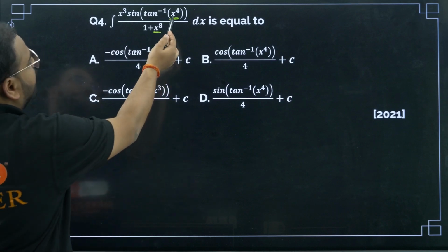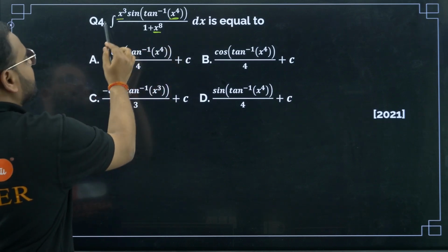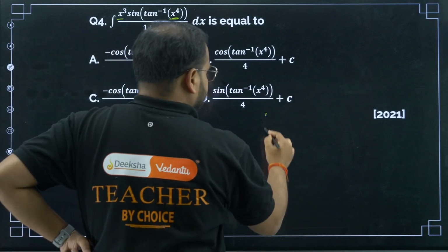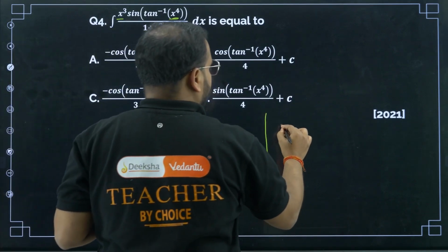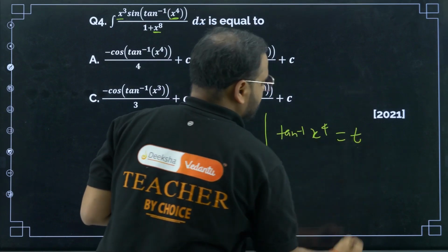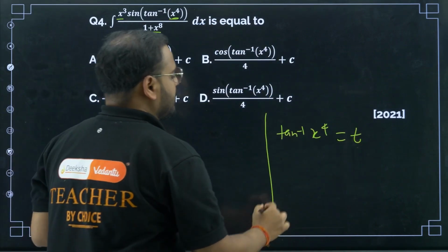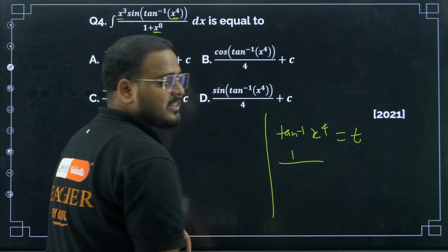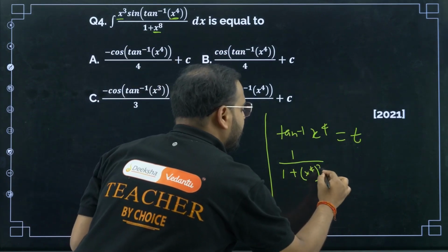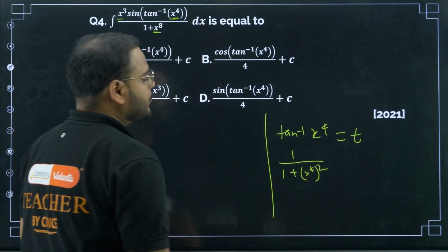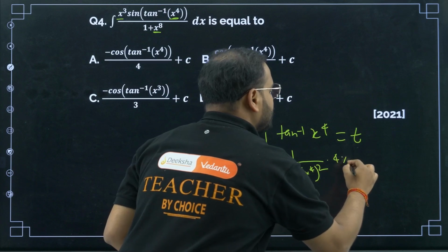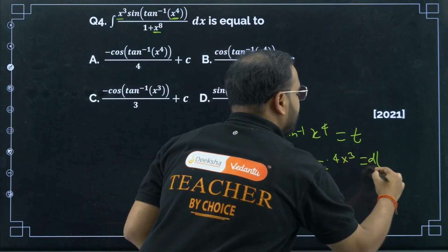Also, x power 4, if you differentiate again, you're going to get what? 4x cube. So simply I can take tan inverse of x power 4 as t. Yes or no? Think about it. If I take tan inverse of x power 4 as t and then differentiate with x, what am I going to get? 1 upon whatever the tan inverse is acting on, square of that, 1 upon x power 4 the whole square. Then I have to differentiate what? Using chain rule for x power 4, I'm going to get what? 4x cube equals dt by dx.